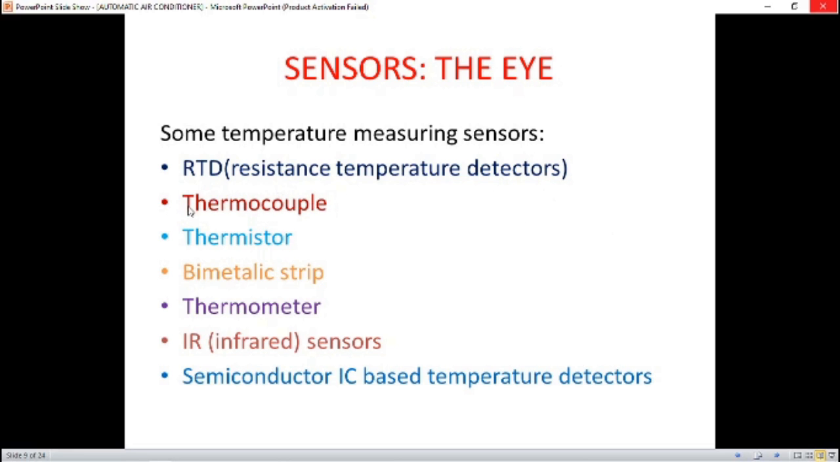We could use a thermocouple here also, but mainly we prefer a thermocouple when there is a blast furnace, or some industrial work going on, or we have to measure very high temperatures. In that case we need long distance transmission, and if we try to use RTD there will be a loss, so thermocouple is the best option. Thermistor we can also use, and bimetallic strip is not naturally used here. IR sensors we can use, but the problem is that it will not act accurately.